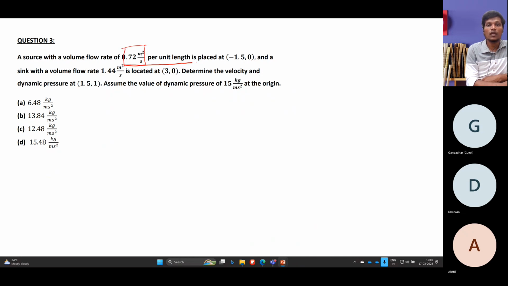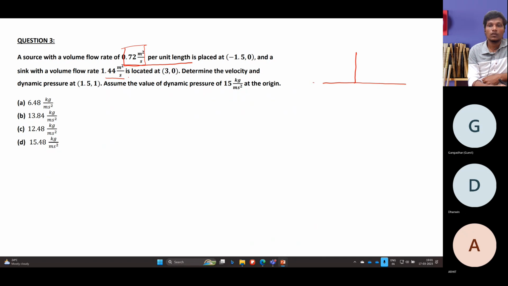Don't worry about this. The source is placed at a location of minus 1.5 comma 0. And the sink is also there with a volume flow rate of 1.44 meter square per second. This is also per unit length only, and is located at 3 comma 0. Let's take an origin and we can clearly understand what we are going to do.